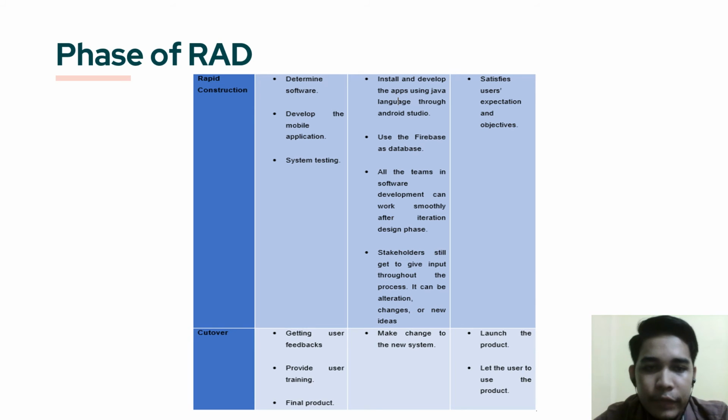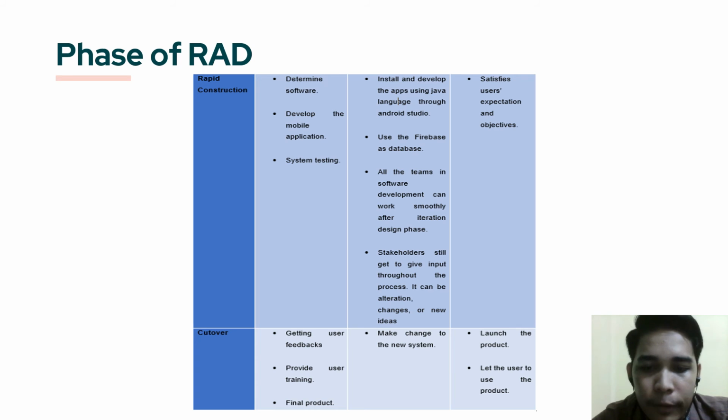The third phase is rapid application construction. This phase will determine the software and hardware to develop this mobile application. After changes were identified through the iterative design phase and agreed with the owner, this step is converting the design into computing language through Android Studio. Android Studio I will explain later on the next slide.